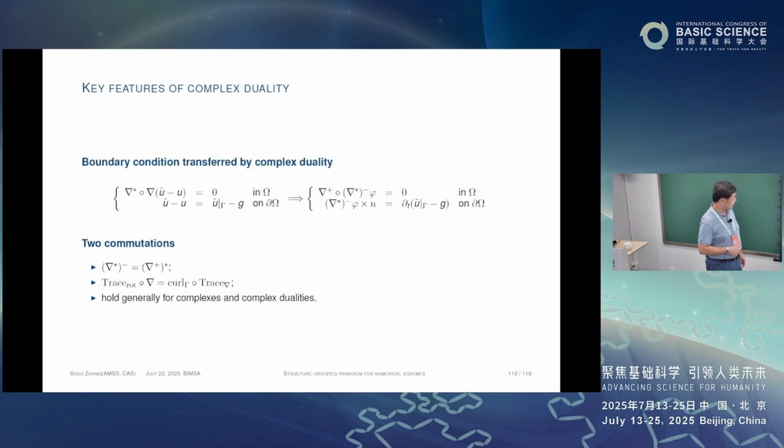And there are two commutations here. One is the commutation of the adjoint operation and the one step forward, one step backward operation. The two operations commute. Another is that the operator in the interior of the domain and the trace operator, and the differential operator along the boundary, the two commute. This is what the complex structure tells us, and they are generally true.